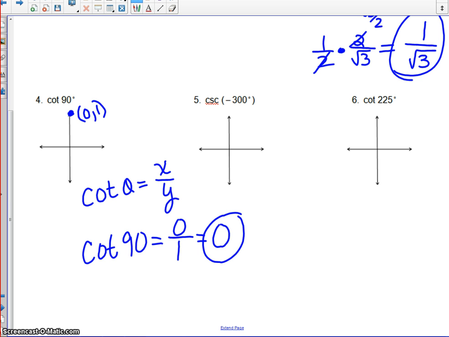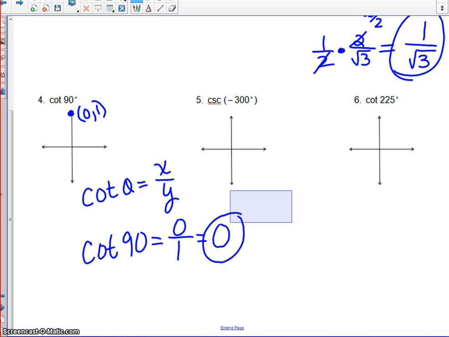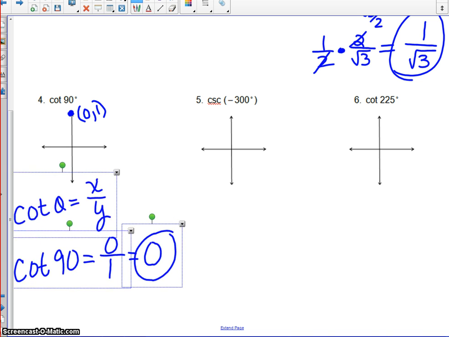Okay? I'm going to take that and move it over here. Oops, sorry. That's the wrong one. Let's see if I can do it better here. There we go. I'm going to move all that work over.